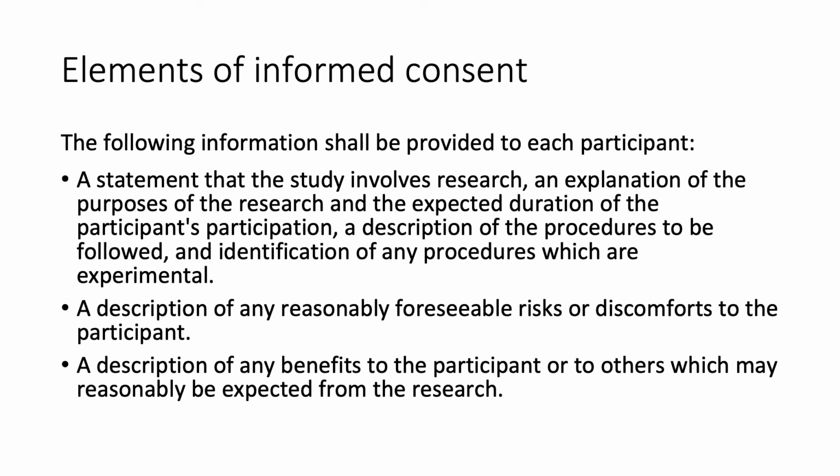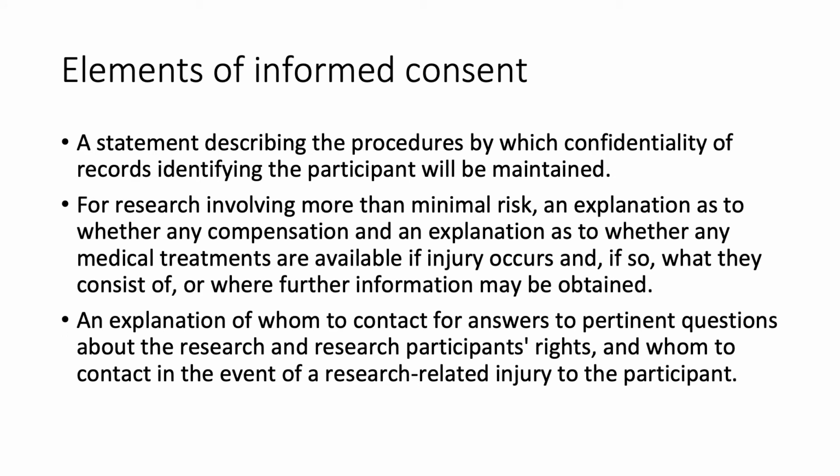Another element is a description of any benefits to the participant or to others which may reasonably be expected from the research. This ties in with what we talked about on the risk to benefit ratio items. Continuing on the elements of informed consent, another one is a statement describing the procedures by which confidentiality of records identifying the participant will be maintained.